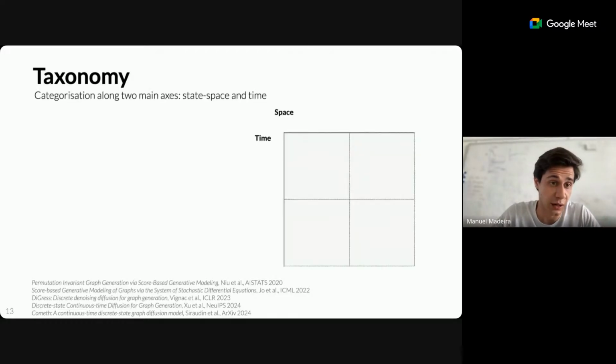Besides this, graph diffusion models can be categorized taxonomically along two main axes, one defining the time and the other one the state space. So initially, as I mentioned before, we had EDP-GNN, where we have a continuous state space. So we assume that the variables lie in a continuous state space, and we add Gaussian noise over them. And in terms of time, we have discrete time. So basically, we always go through the same steps.